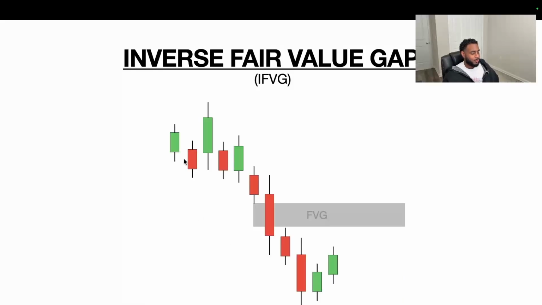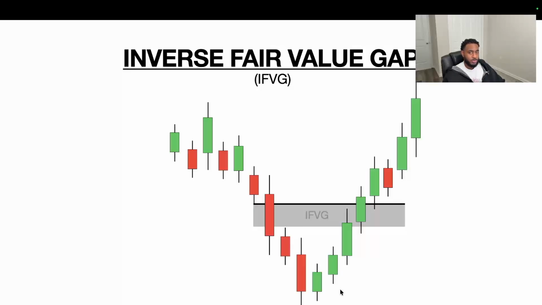Okay. For an inverse fair value gap, we have that same range. This time price is going to retrace into the fair value gap and close above. Once we get this candle closure above the fair value gap, it turns into an inverse fair value gap. So it's no longer a retracement, but it turns into a reversal in trend, and it's going to be much higher, like so.